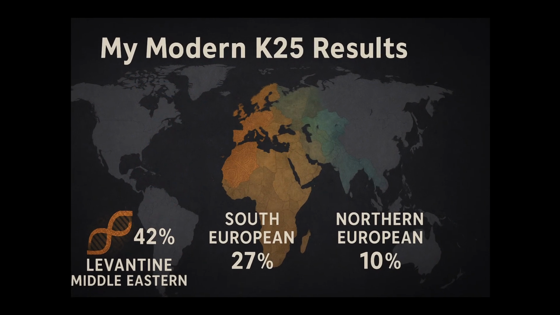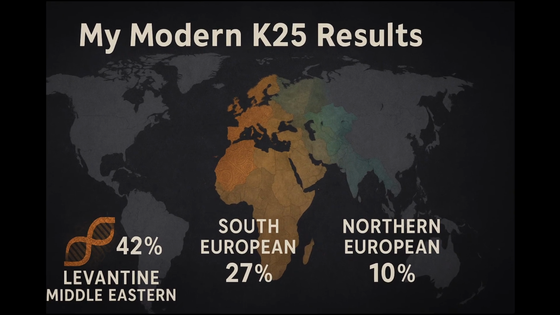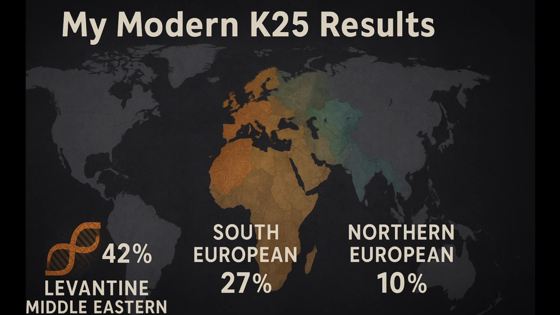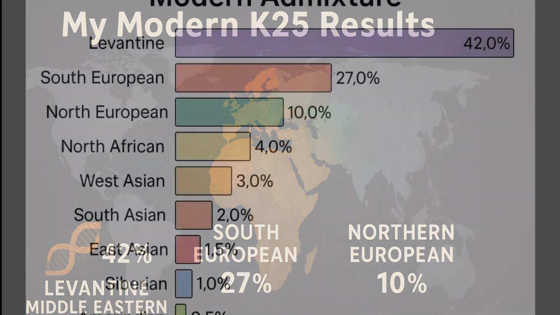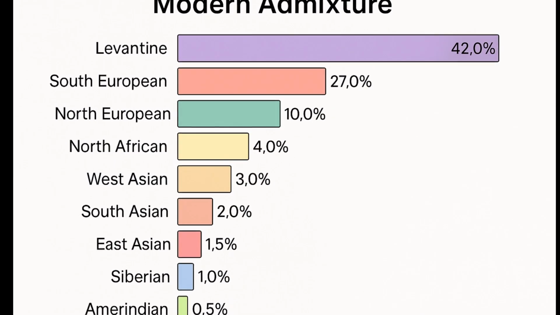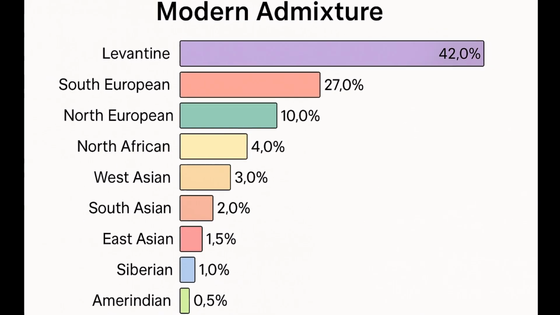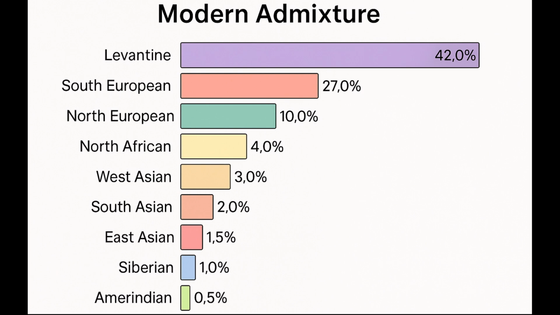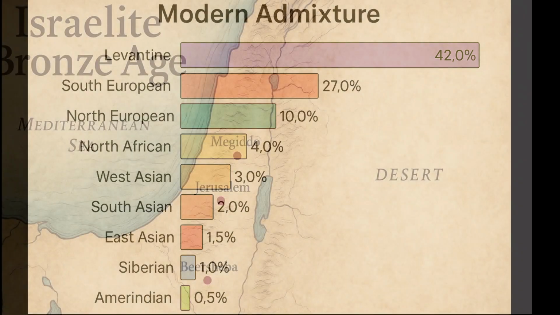Here's my modern ancestry breakdown according to K25. Levantine, 42%. Southern European, 27%. North European, 10%. East European, 8%. North African, 4%. West Asian, 3%. South Asian, 2%. East Asian, 1.5%. Siberian, 1%. And Amerindian, 0.5%.